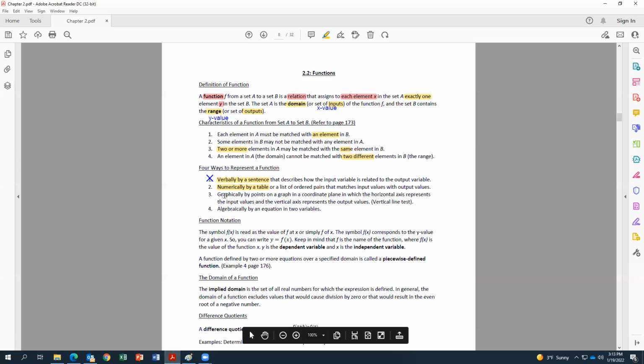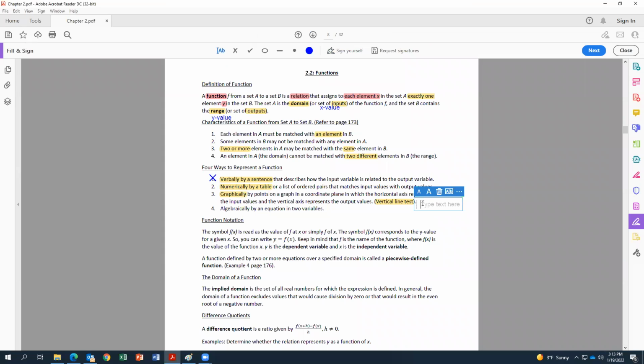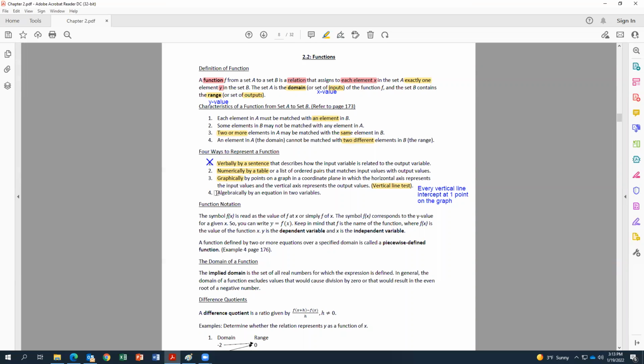The next one is if the question provides us a graph, then we do the vertical line test. You draw any vertical line, and when you do the vertical line test, you only intercept the graph at one point. So every vertical line intercepts at one point on the graph. If you only intercept one point on the graph, then it is a function. Otherwise, it is not.